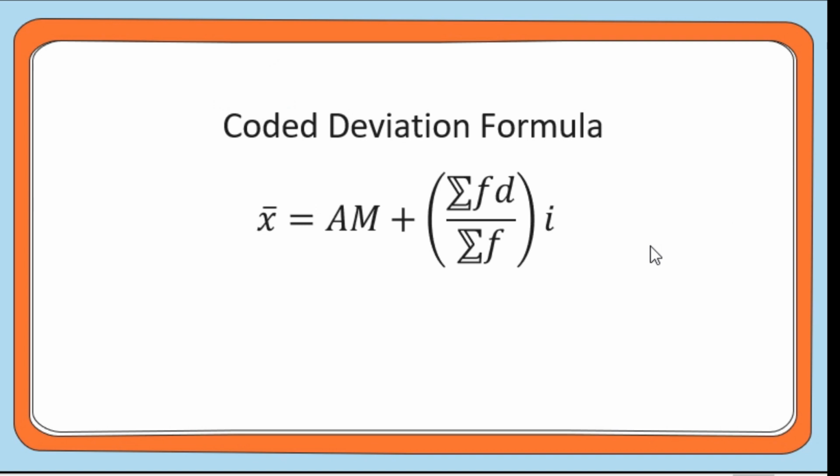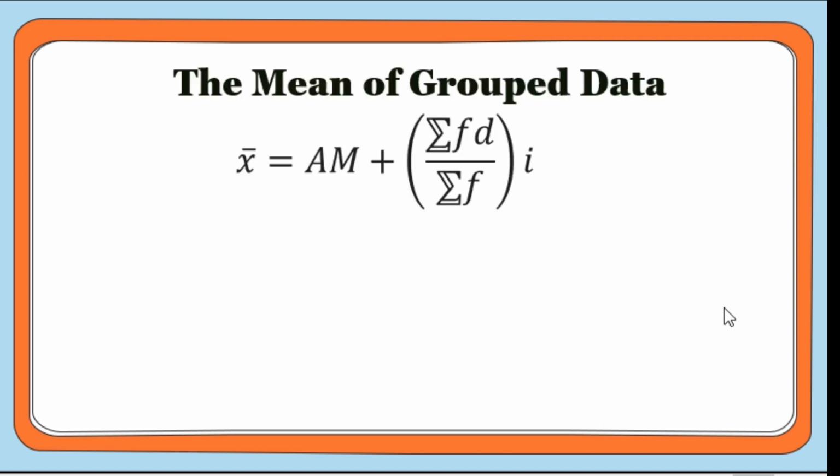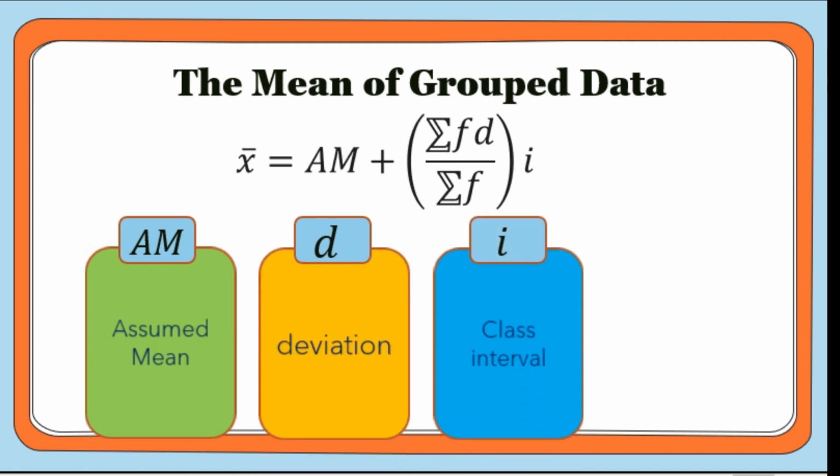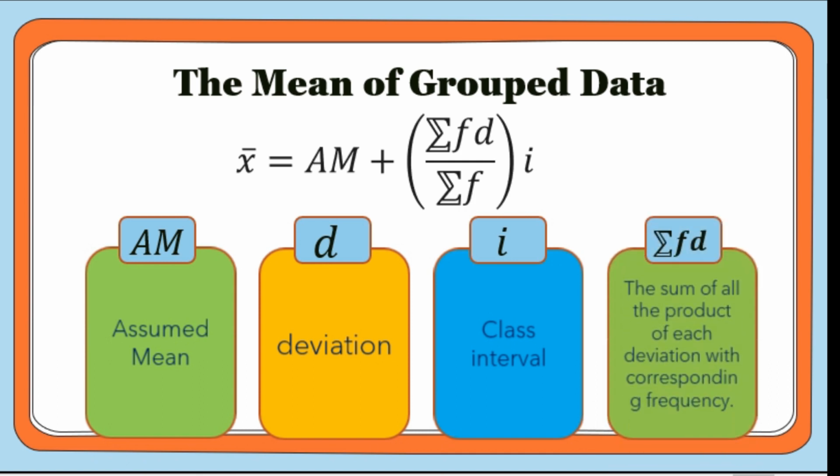This is the coded deviation formula. It is read as mean is equal to assumed mean plus the summation of fd all over the summation of f, times i for the class interval. This comprises the AM, which is your assumed mean, your d, which means the deviation, your i, which means the class interval, and summation of fd, which is the sum of all the products of each deviation with the corresponding frequency.